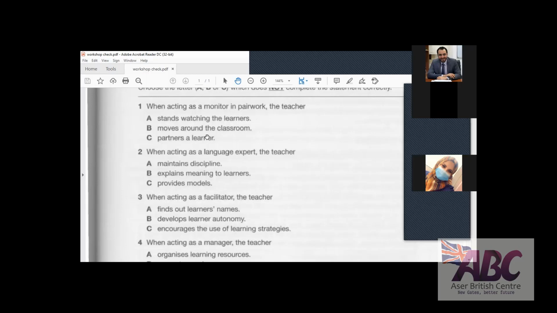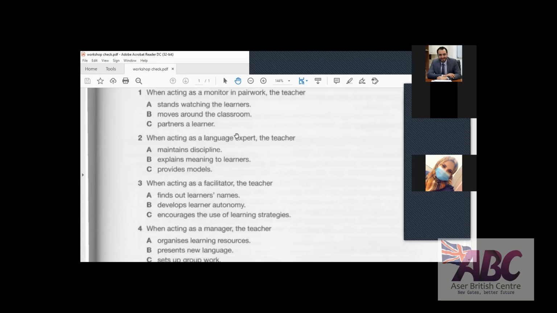So C is the one which does not complete the sentence. I tell you, we have two right answers and we have one wrong. I want you to tell me which does not complete the meaning here. All right, next one.